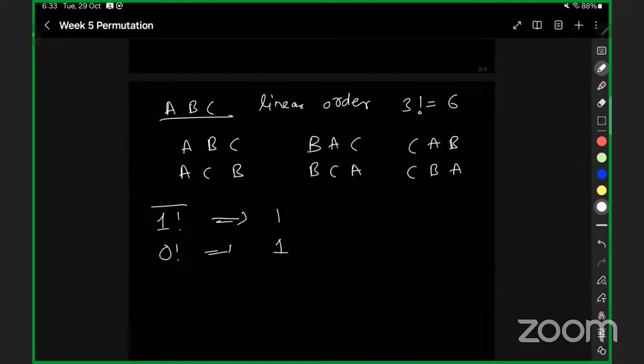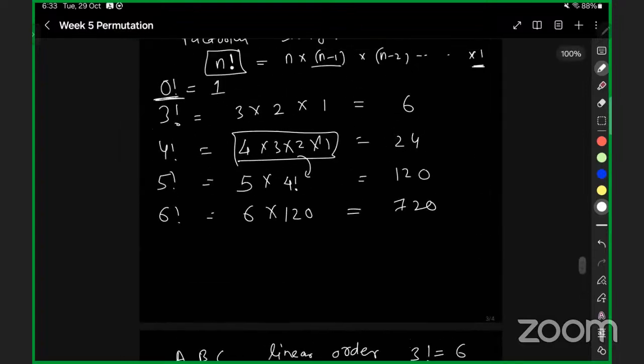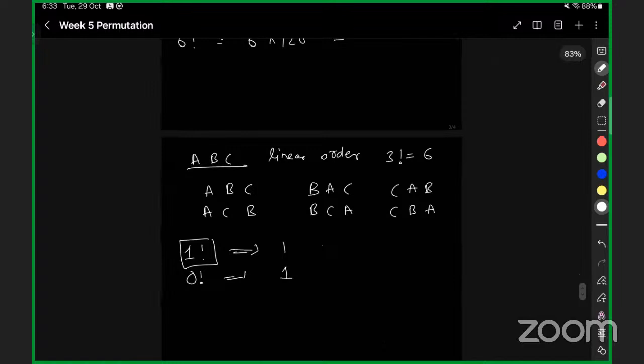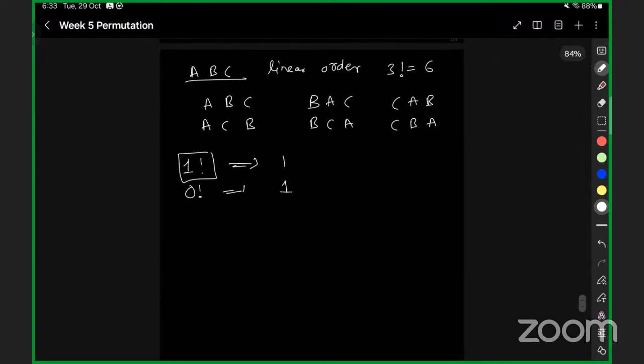Either it's there or it's not there. If it's there, then it could be more than 1. But if nothing is there, that is only one possibility. Nothing was there. Okay, so this is what factorial is.